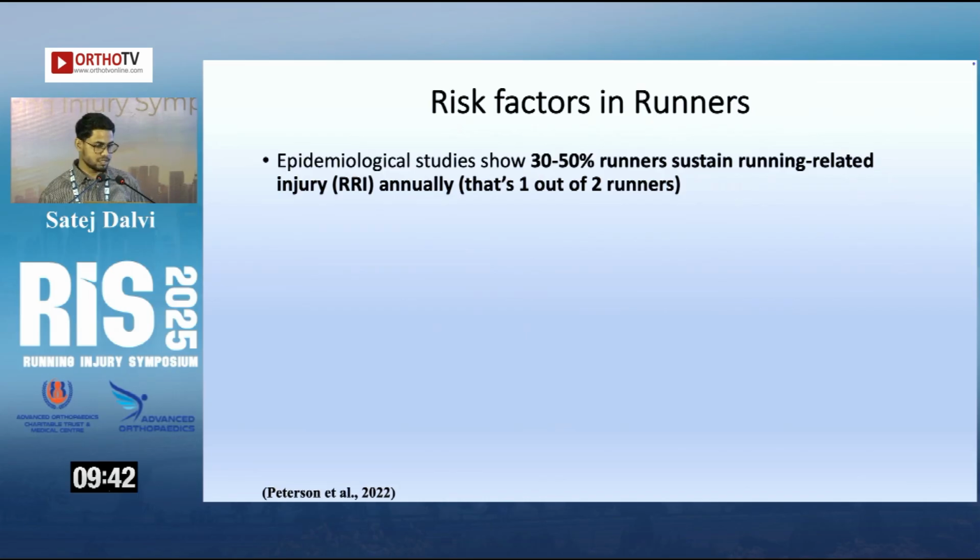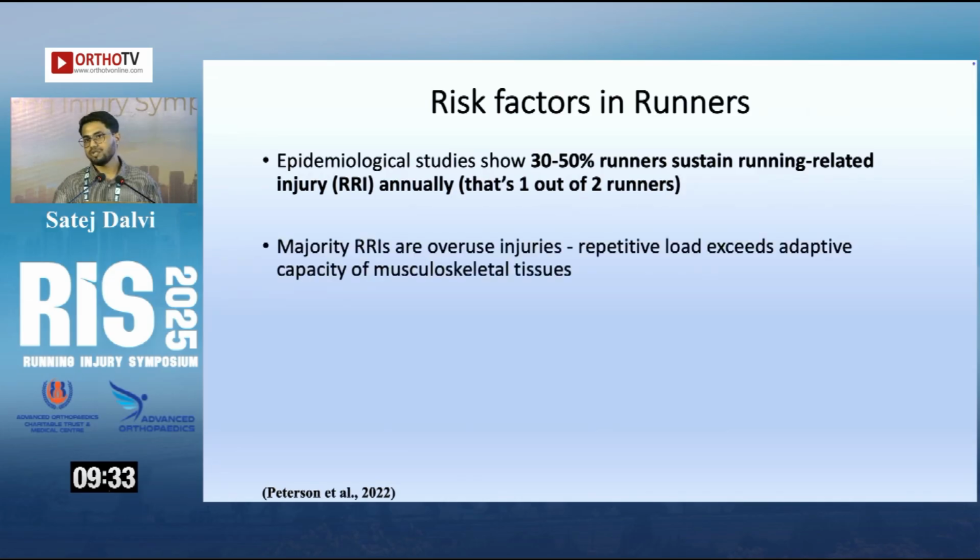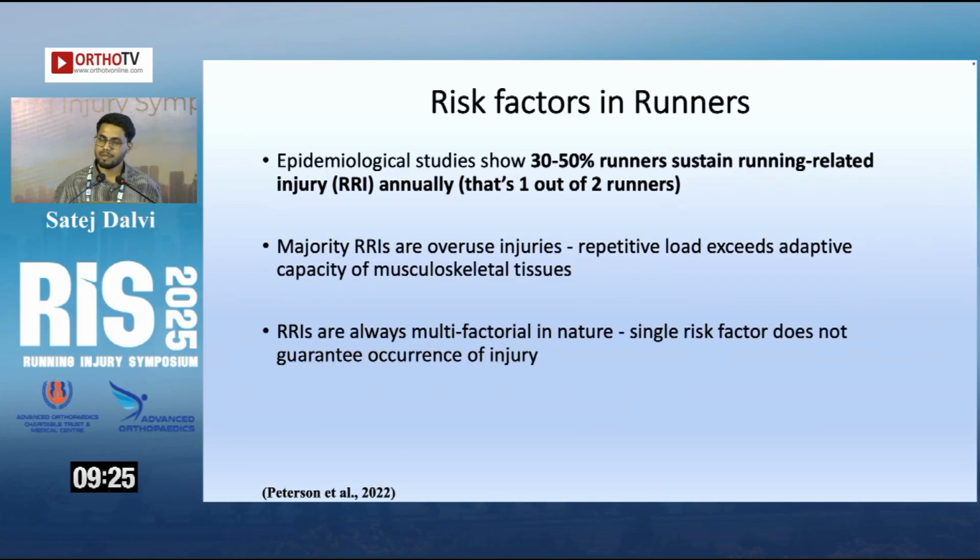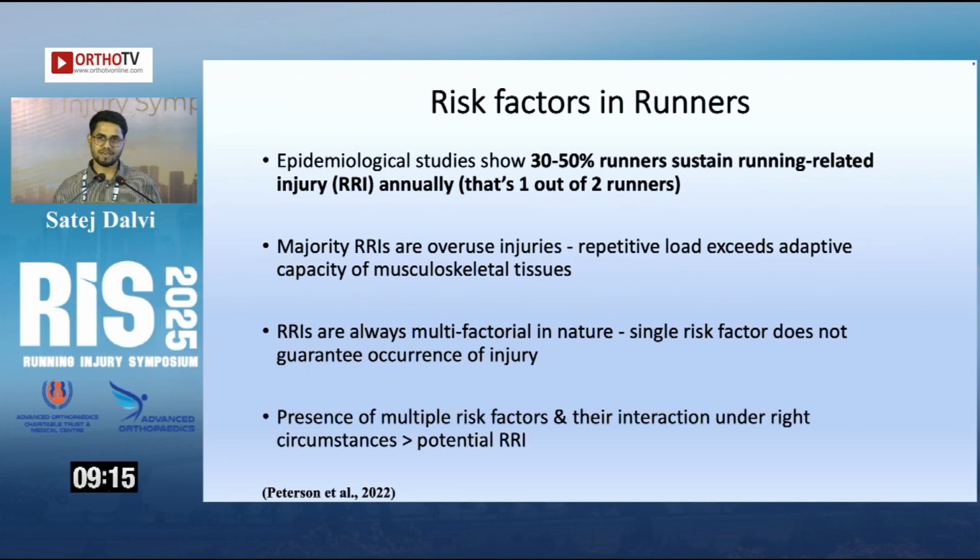Getting into risk factors, essentially what evidence shows us is 1 out of 2 runners will face some sort of running related injury on an annual basis. And these usually fall into the category of overuse injuries, where there is repetitive load on the tissues and there's breakdown of tissue resilience. An important point here is running injuries are always multifactorial. So if you are able to identify a single risk factor, you don't need to jump the gun. Multiple risk factors occurring under the right circumstances is when you have the potential for a running related injury to occur.